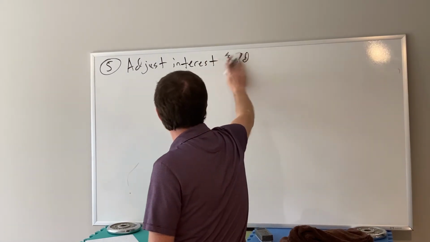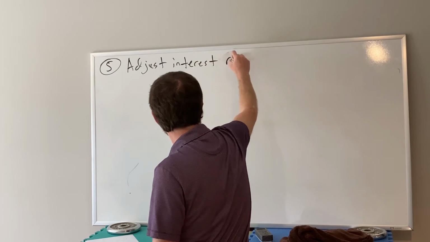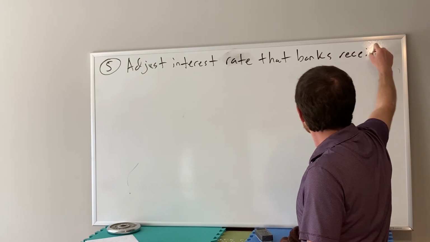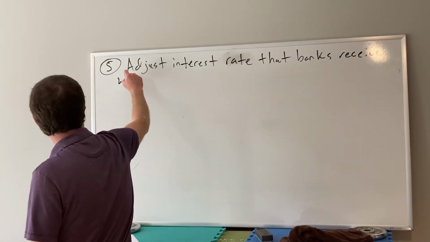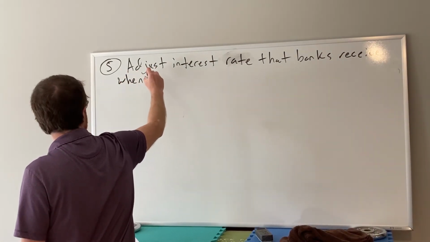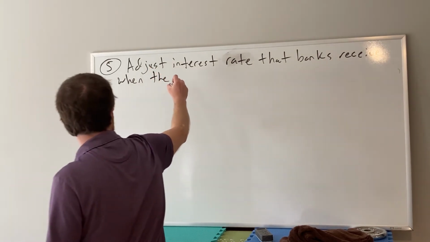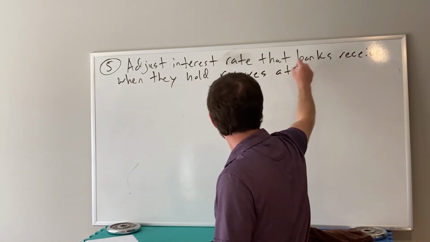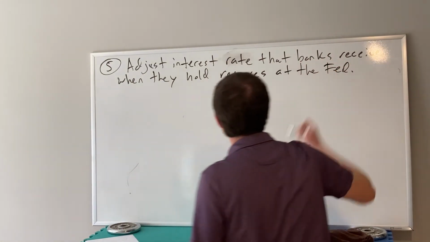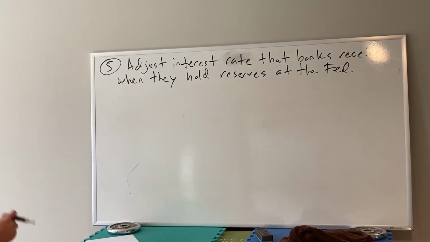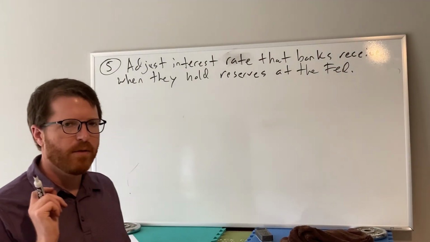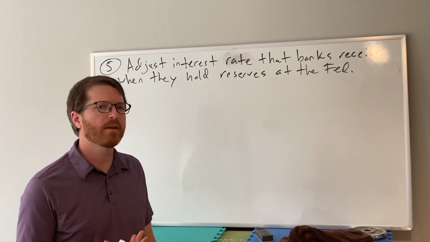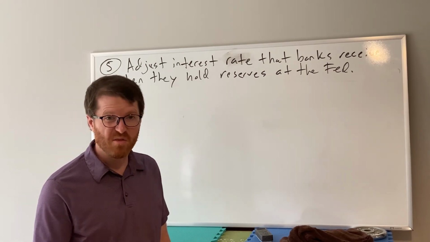So the fifth thing that the Fed can do is adjust the interest rate that banks receive when they hold reserves at the Fed. It's a mouthful. First of all, we've got to explain what we're talking about here, and then we'll think about how this would affect the actual money system in the U.S.